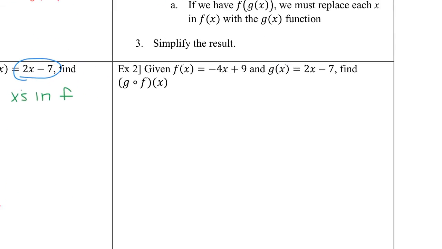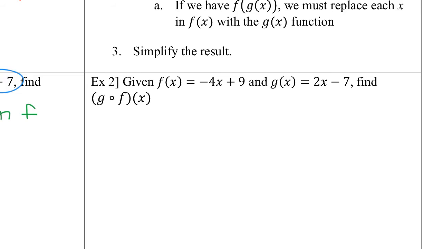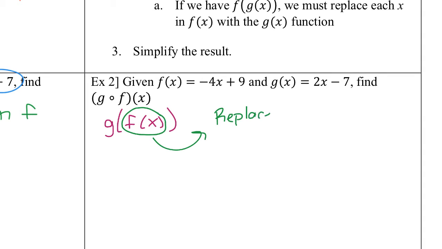Now, number 2, if you notice, f and g are the exact same functions. f of x equals negative 4x plus 9, again. g of x equals 2x minus 7. But now the order has changed. Now I want g of f of x. So I'm going to have g on the outside of f of x. So the process is the same, but now this is the new input. So replace all x's in g with f. So now we're going the other direction.